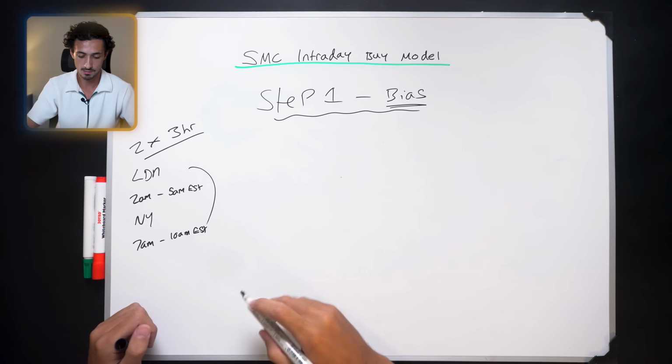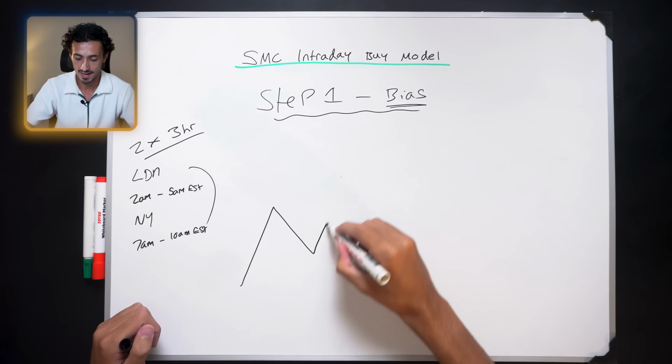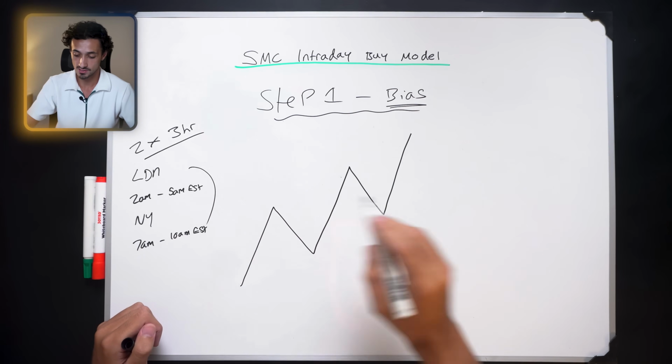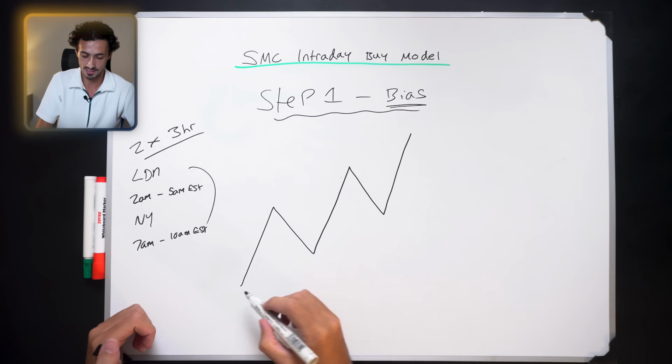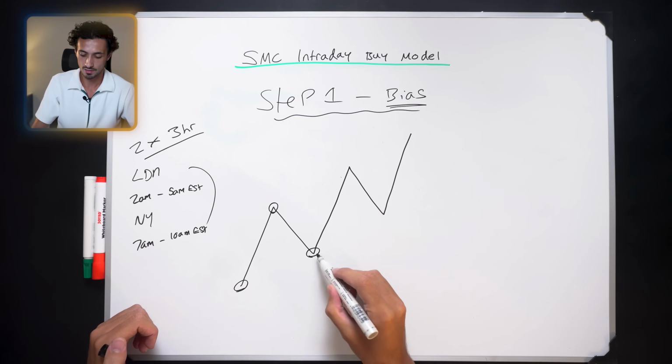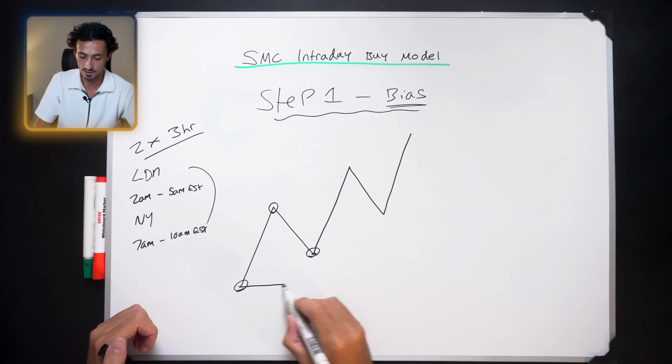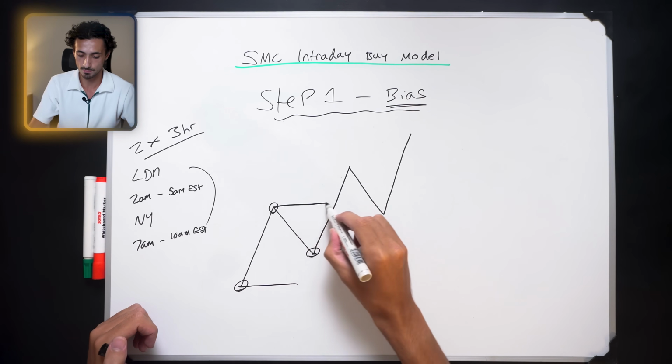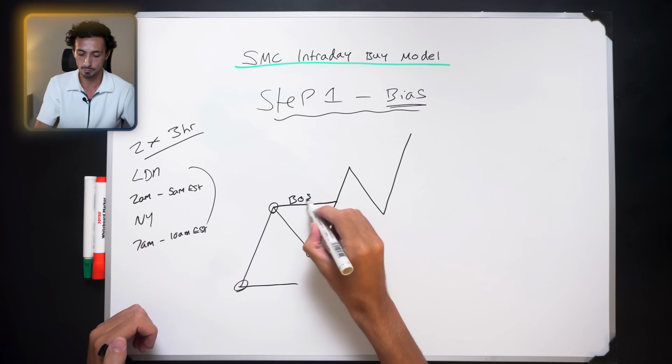So at all times in the market, price will be delivering in some kind of trending direction. If you see a price delivery like this, essentially you can understand we have a low here, we have a high, then we have a higher low. This low right here is higher than the previous low. Then we have a high that gets broken. So this is our break of structure.